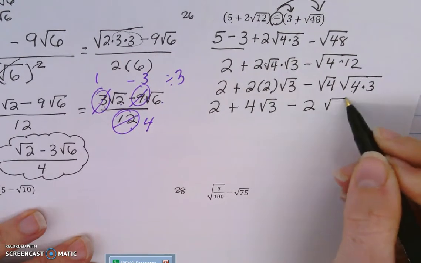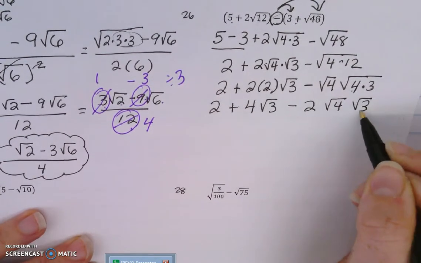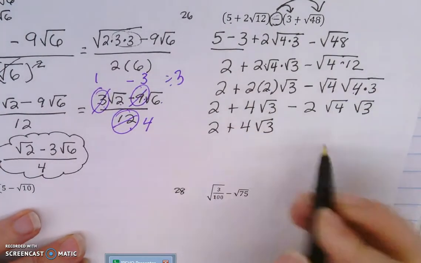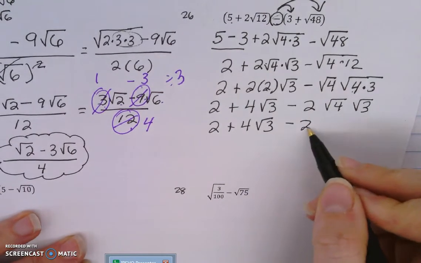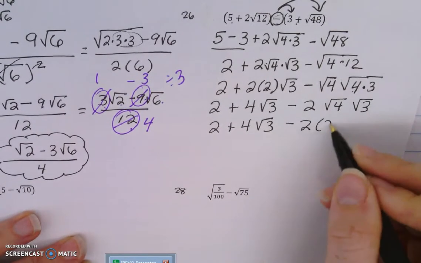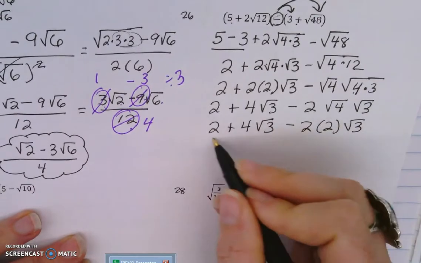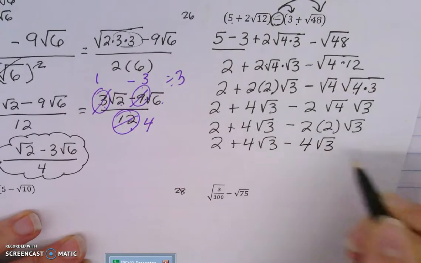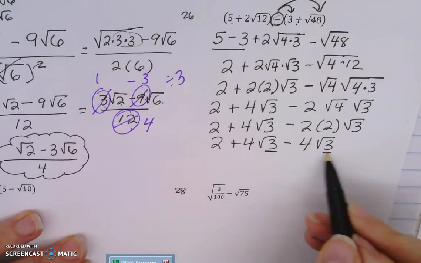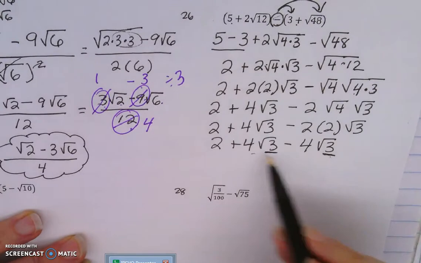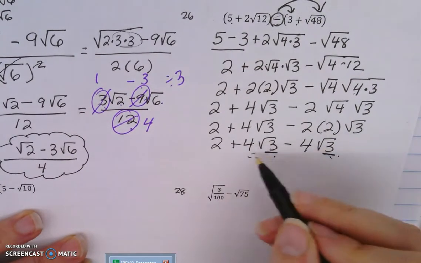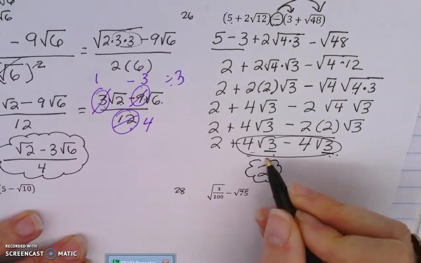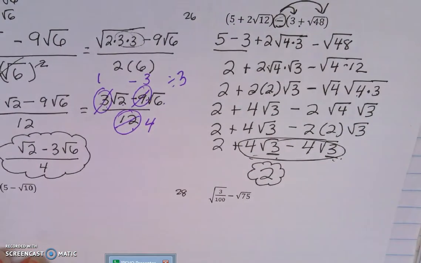And now we have another square root of 4 and then a square root of 3. So 2 plus 4 square root 3, no simplifying here, minus, this is 2, square root of 4 is also 2, square root of 3. So 2 plus 4 square root of 3 minus 4 square root of 3. These have the same number underneath the radical, which makes them like terms. If you have 4 square root 3 and you take away 4 square root 3, that makes a big 0. That makes our final awesome answer for slide 26 equal to 2.